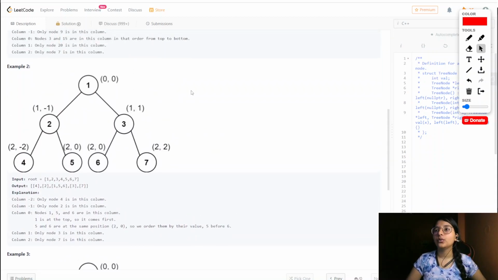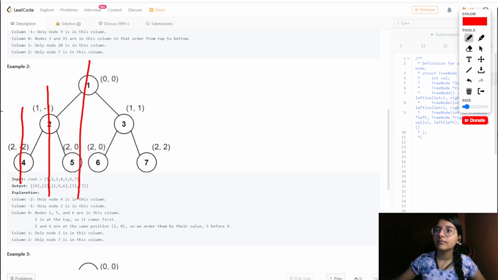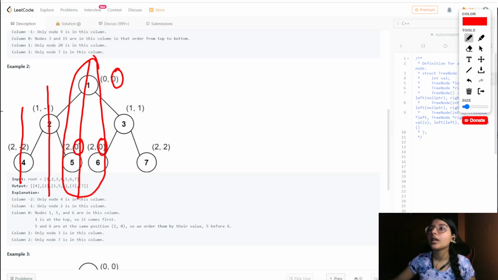So that's the criteria here. Now let me show you this particular example. Here you can see that we have this particular vertical, then this particular vertical is there, then these both of them are at the same level only, because you can see it is also 0, it is also 0, and it is also 0, so they are at the same vertical. And this is another vertical and this is another vertical.